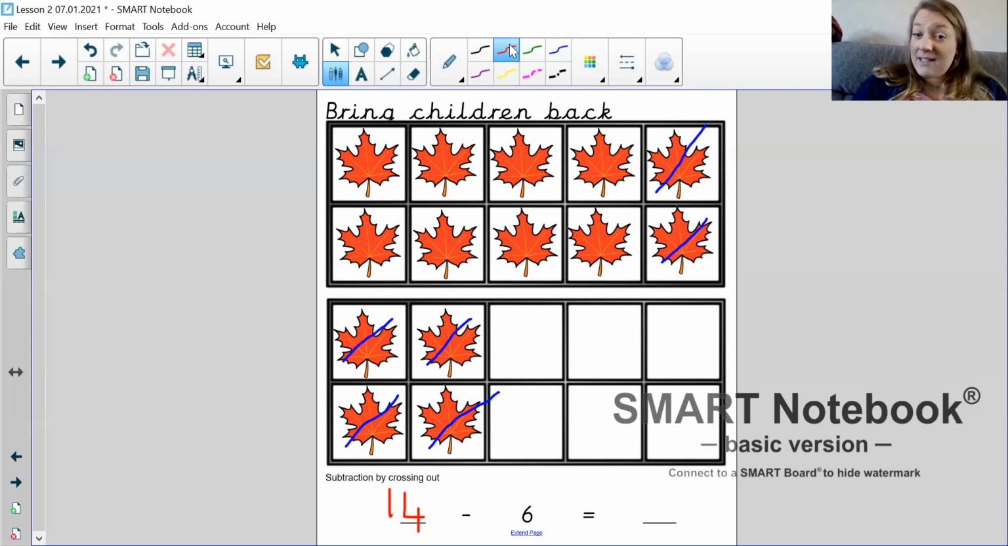Now to find the answer, I need to count how many are left on the tens frame. 1, 2, 3, 4, 5, 6, 7, 8. And that, Hopper class, is our answer. There we go. 14 take away 6 equals 8. Fantastic. Give yourselves a sparkle.